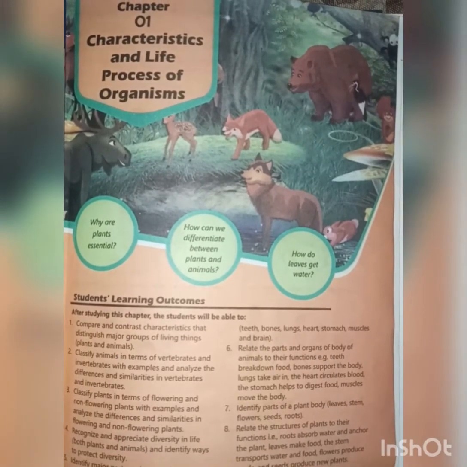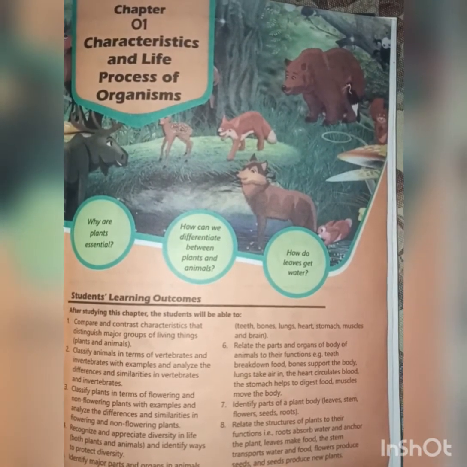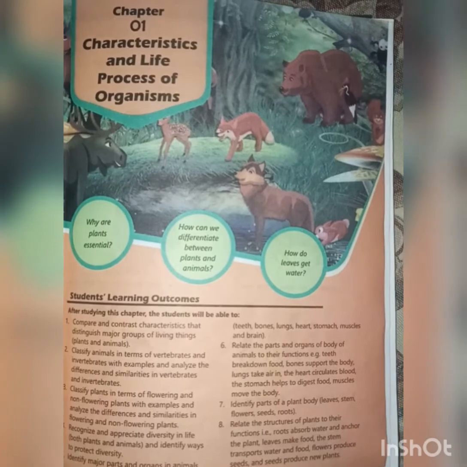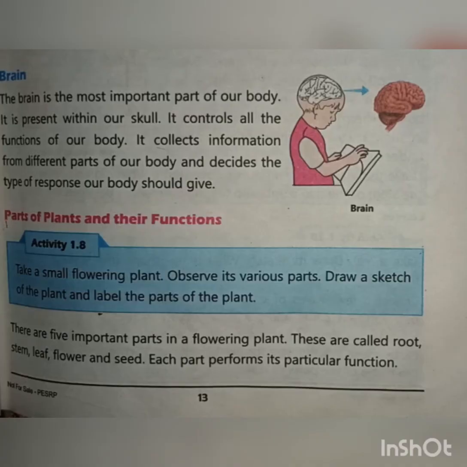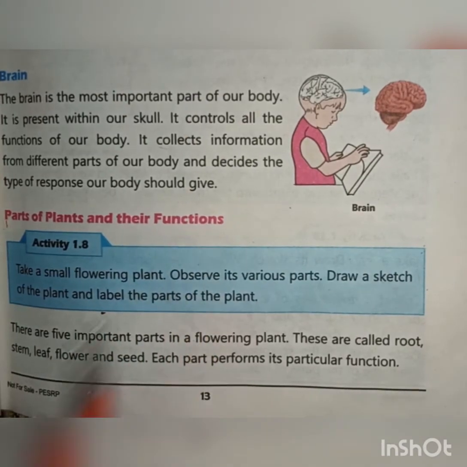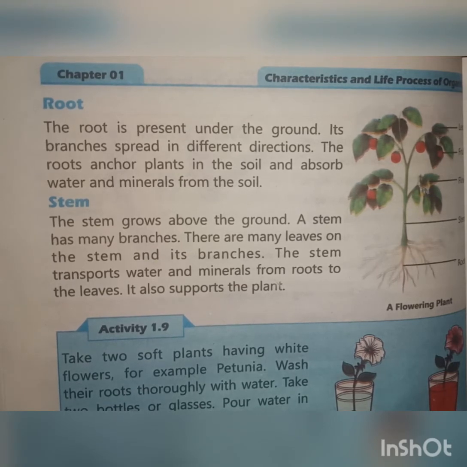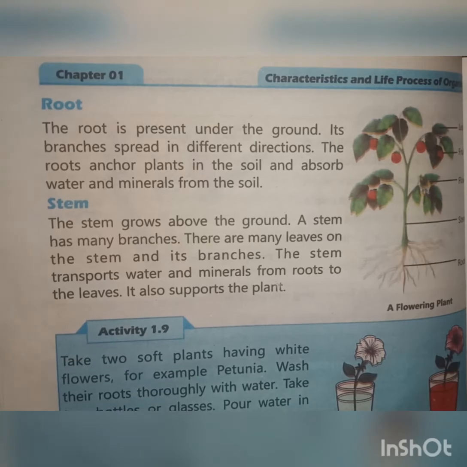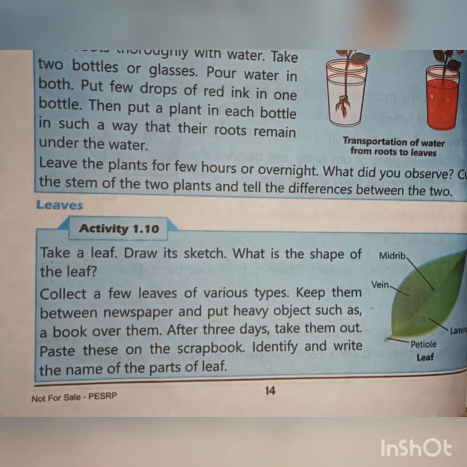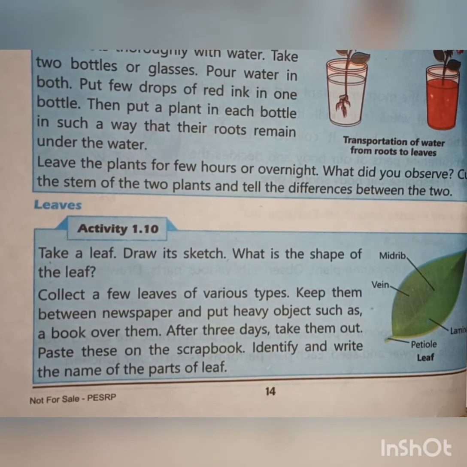This is our science subject and we are doing chapter number 1, characteristics and life process of organisms. We are doing the topic parts of plants and their functions. In our previous lesson, we have discussed two parts of plants, root and stem. And in today's lesson, we will do two parts of plants, leaves and flowers. Let's start our today's lesson.